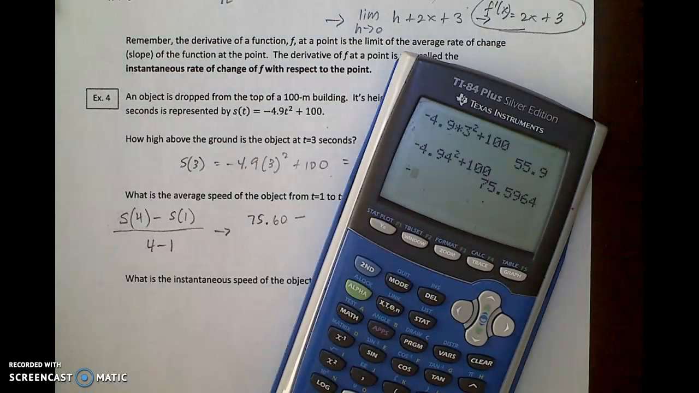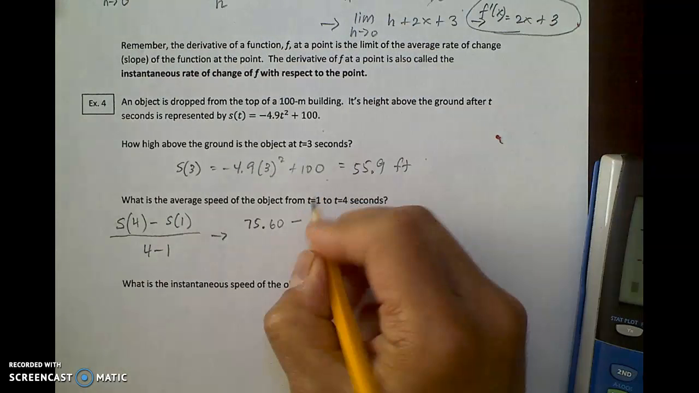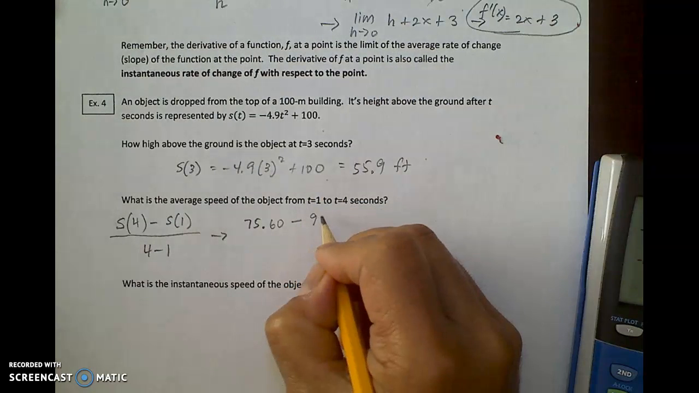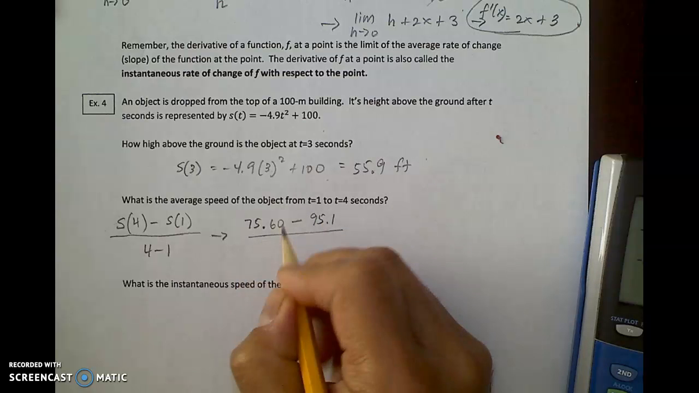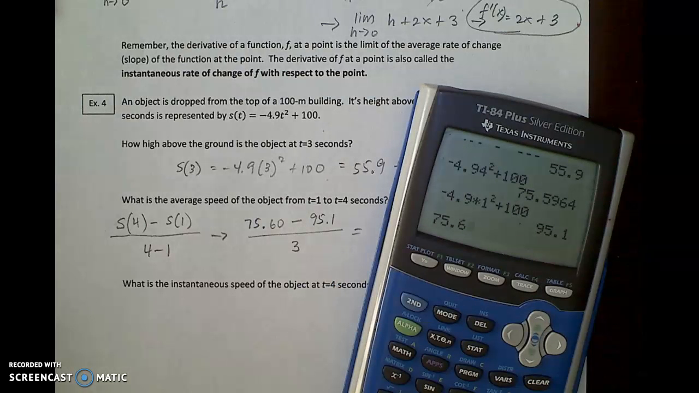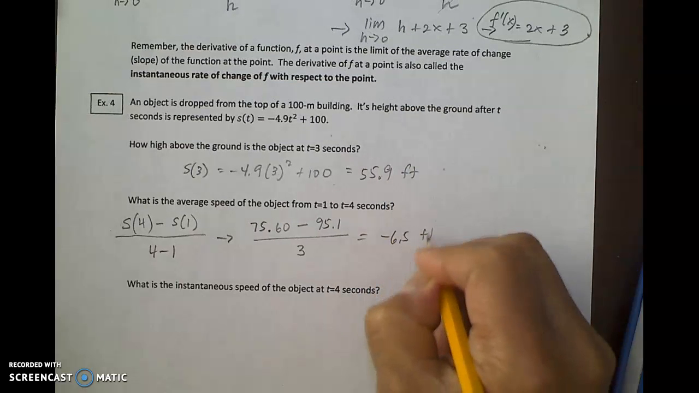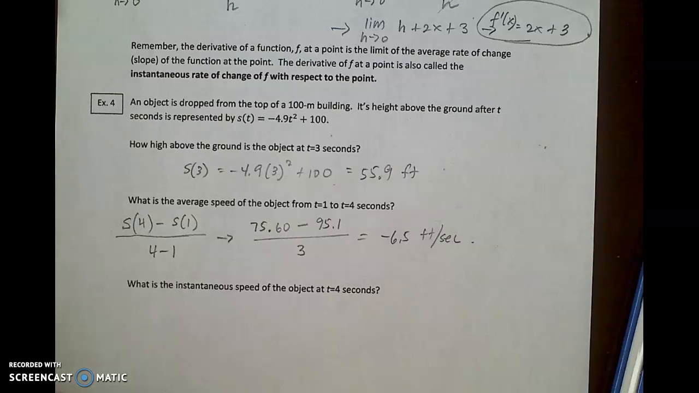The function evaluated at 1 is 95.1. So here we got an average speed of negative 6.5 meters per second.